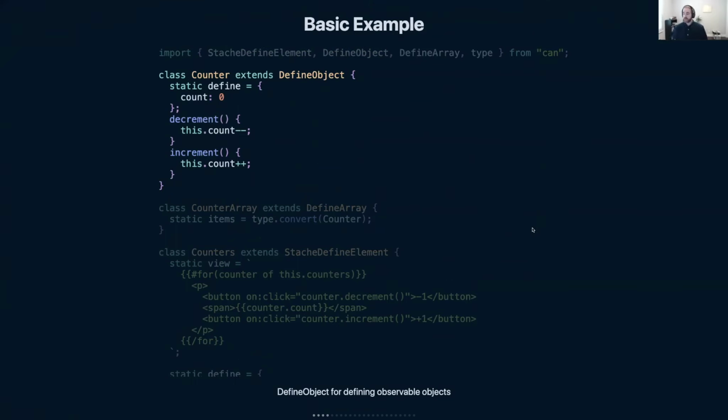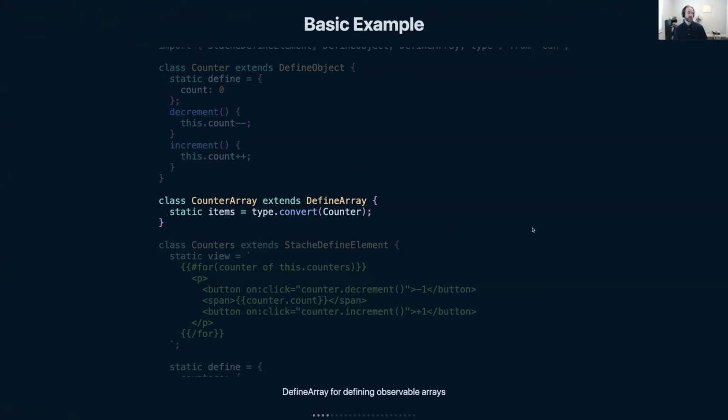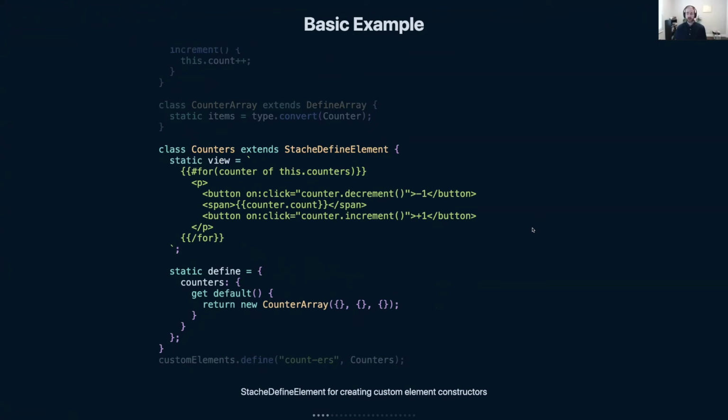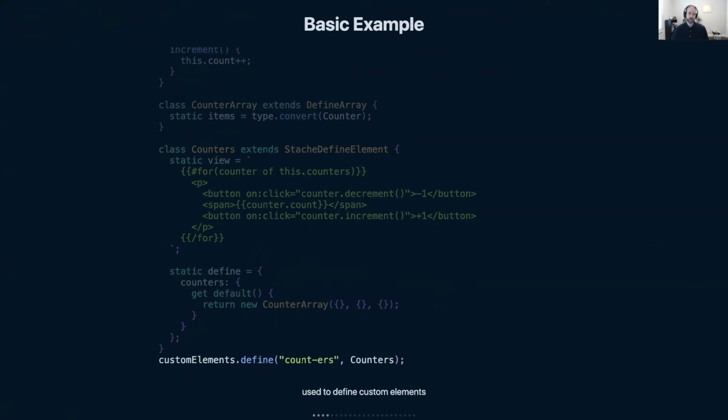So define object lets you create observable objects using classes. Define arrays is available also for creating observable arrays. And then can type is available for working with types. Lastly, stache define element is for creating class constructors, and you can use these to build custom elements. We'll dive in more to each of these in the next slides. And here you can see the example. Notice how many counters I have, way more than one.